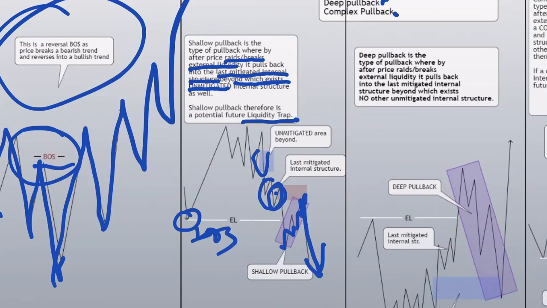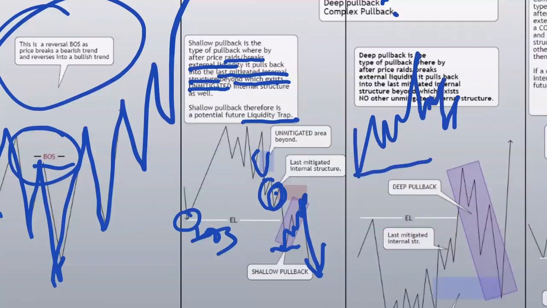If you are showing me an example on chart of a shallow pullback, then you must show me that it truly continues the trend. Maybe you show me something like this. These are external liquidity, and price now does something like this. You are showing me on your chart, price is presently here, and you label this as a shallow pullback. Don't blame me if I lecture you on what you just did wrong.